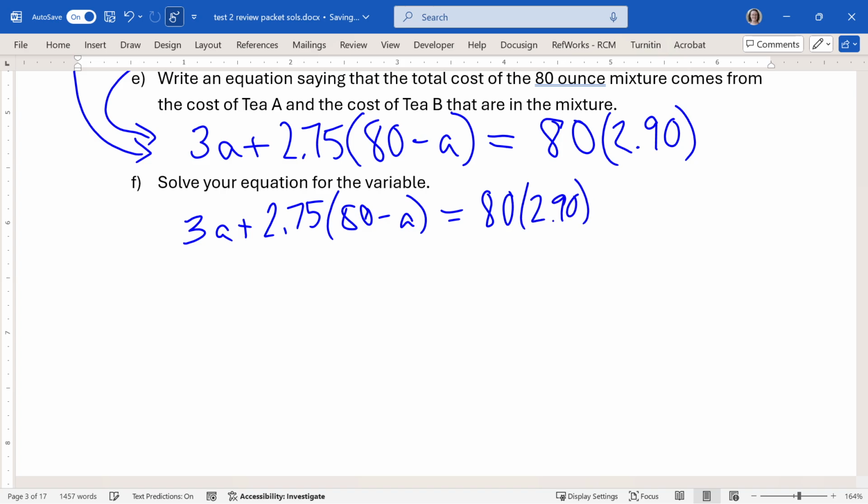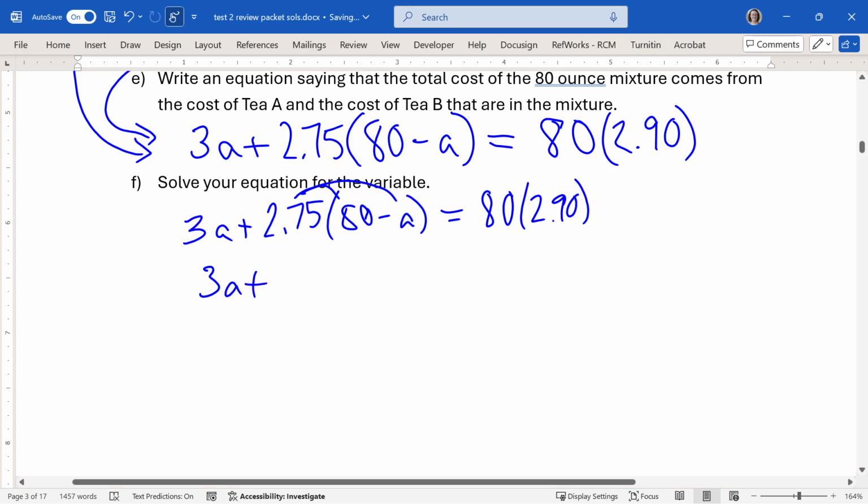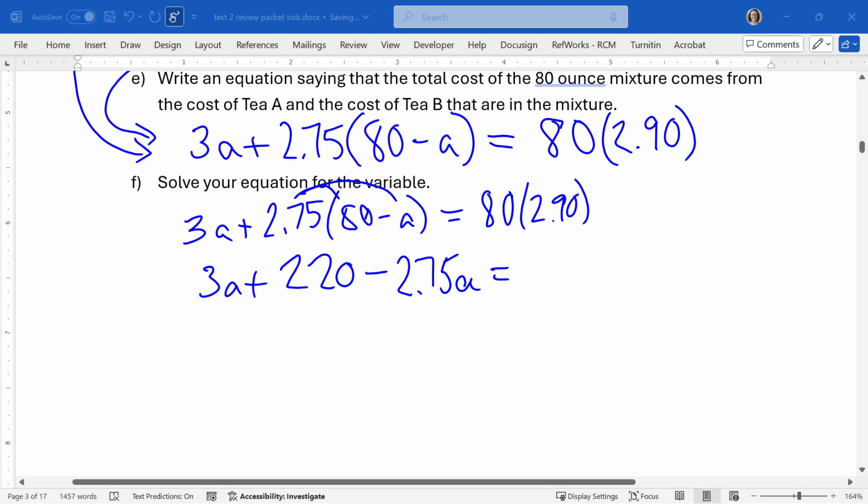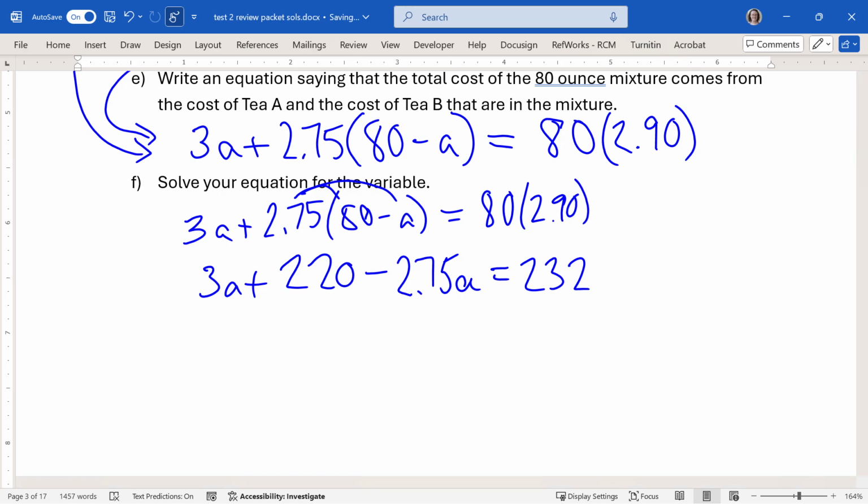Okay, so I'm going to distribute this 2.75 to the 80 and to negative A. So I need a calculator to figure out what this is. Let me pause and do that real quick. Okay, so this is 220, and then we're going to have minus 2.75A. And then on the other side, I'm going to use the calculator again. So this is 232. All right, so now I need to group my A terms together. So 3A minus 2.75A, I think 3 minus 2.75 is 0.25. So this is 0.25A, and then I still have this plus 220.